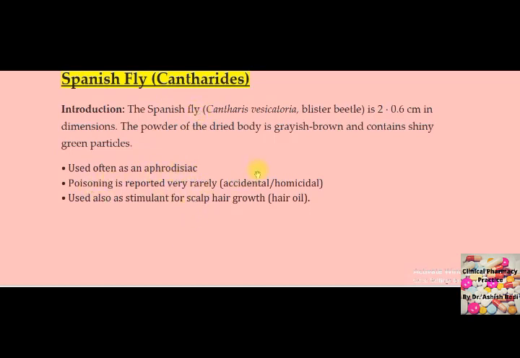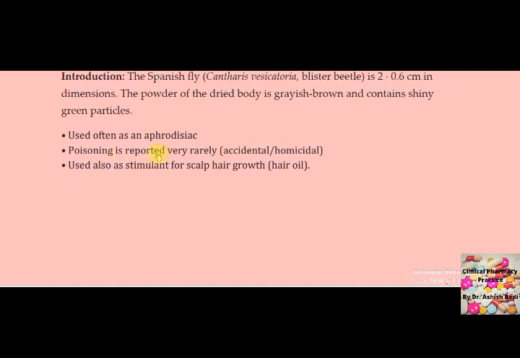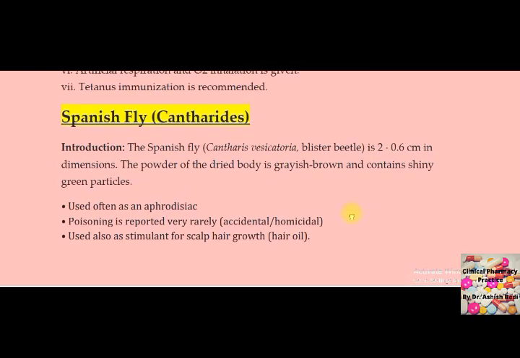The powder which we get from burning that Spanish fly is also called Spanish fly only, no other name. Poisoning is reported very rarely, and it is also used as a stimulant for scalp hair growth. I haven't heard about hair oil from Spanish fly, but I think they might be using the powder in Chinese therapy. So you now know about Spanish fly.